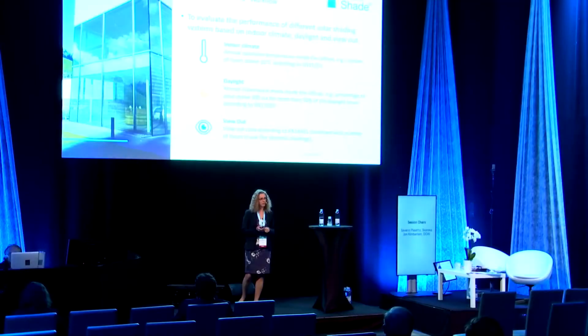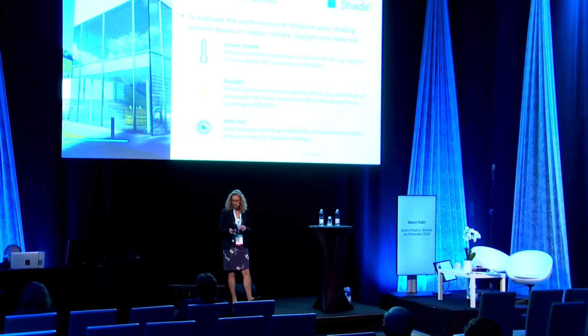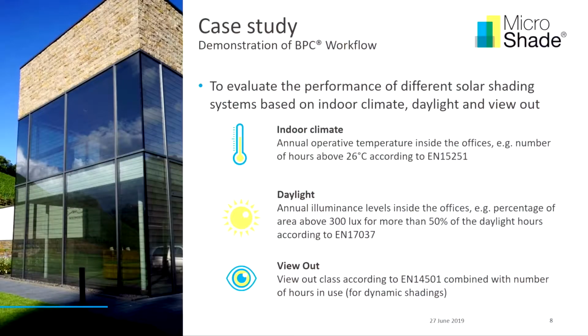So just to give you an example of how this workflow can be used, as I said before, we evaluate the indoor climate. We are looking at the annual operative temperature inside the office. So it means how many hours a year will we have more than 26 degrees inside the room. For the daylight, we use illuminance level inside the office. So we say all the hours that we have more than 300 lux at work level. We need to have that in more than 50% of the daylight hours, in more than 50% of the area.